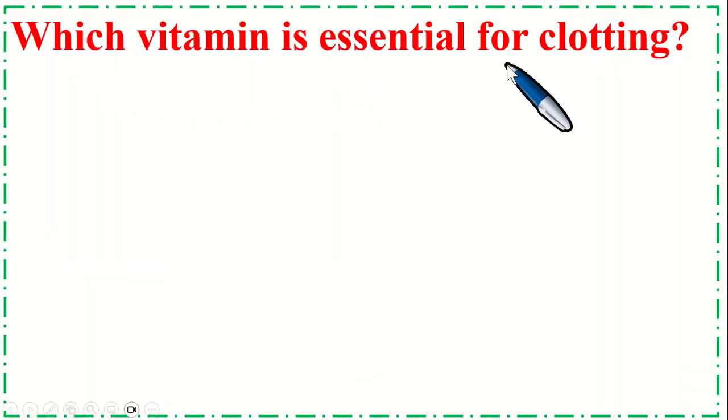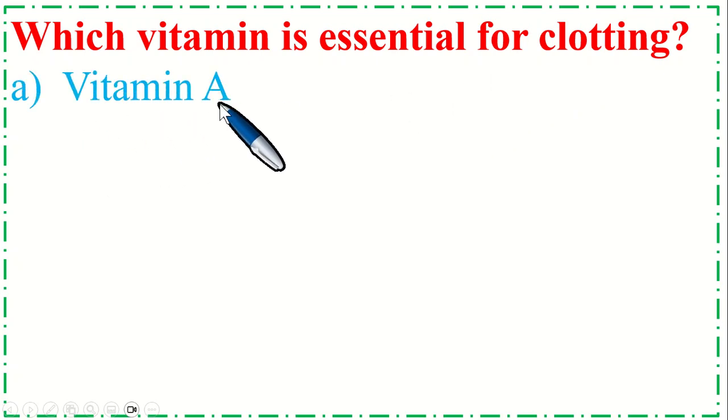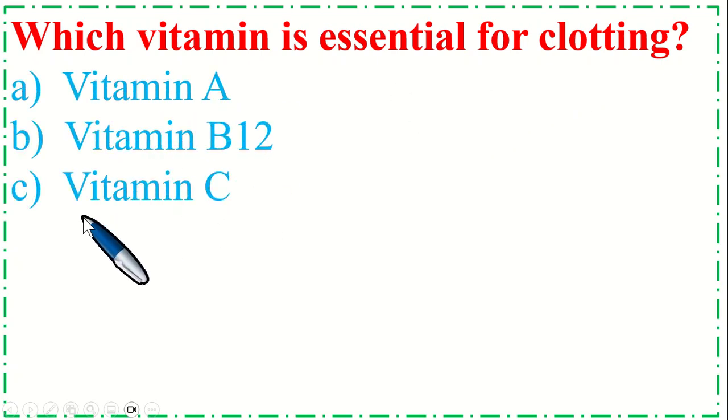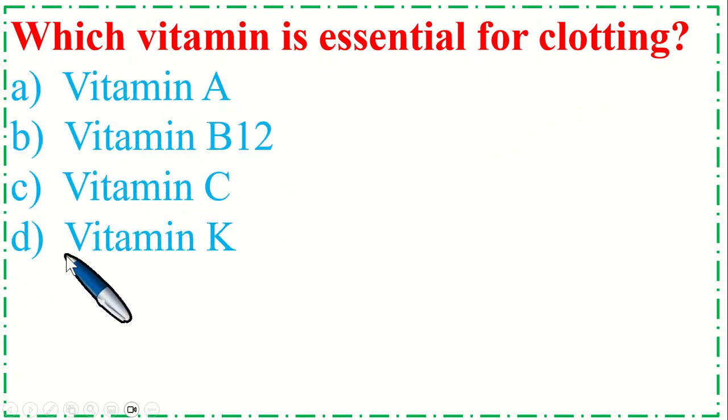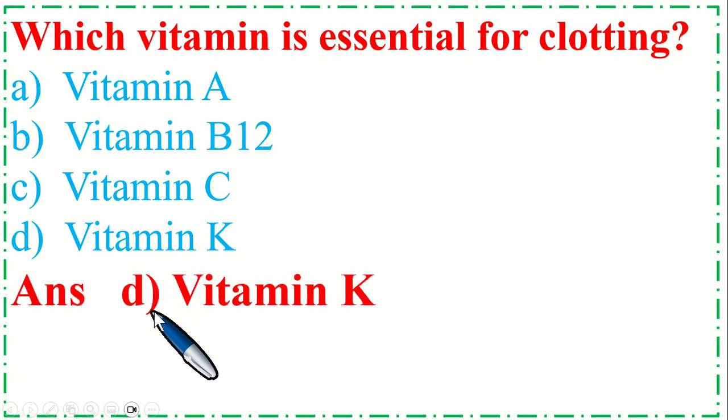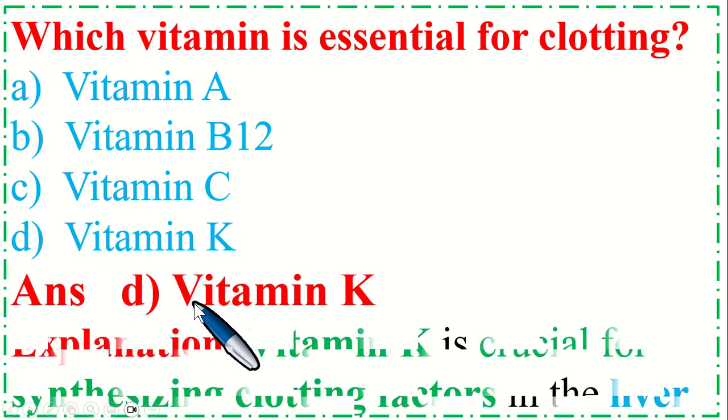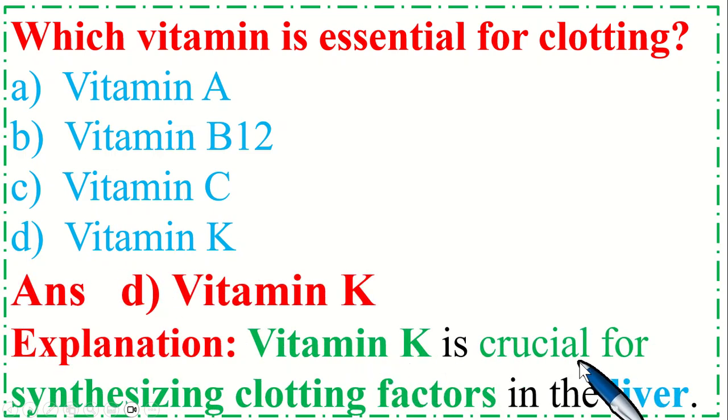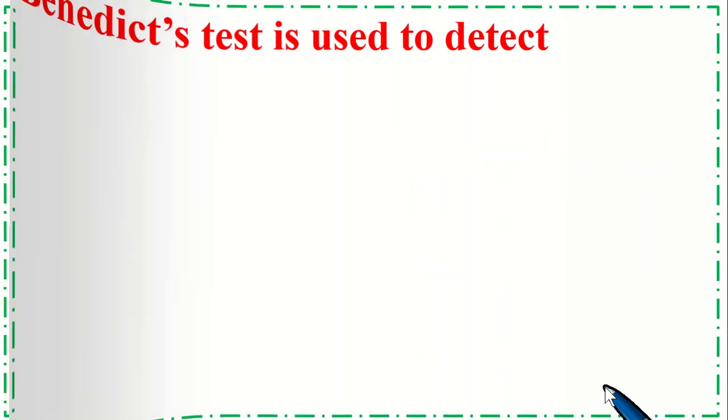Which vitamin is essential for clotting? Option A, vitamin A, B, vitamin B12, C, vitamin C, and option D, vitamin K. So the correct option is D, vitamin K. Explanation is vitamin K is crucial for synthesizing clotting factors in the liver.